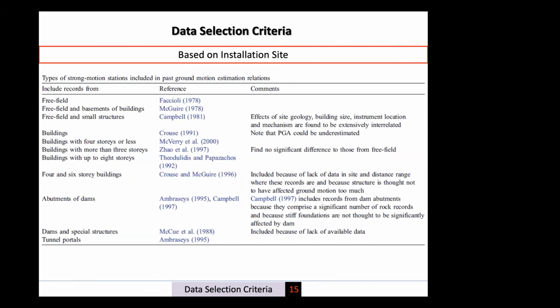So it's quite important to consider that when you are combining the records of strong motion sensors, they need to be installed based on the same installation criteria. The most famous one is called free field. And for example, here you see that these studies have used free field installation sites, and these ones have used buildings. So this is also very important, but we usually just use free fields for regional studies or for general studies.